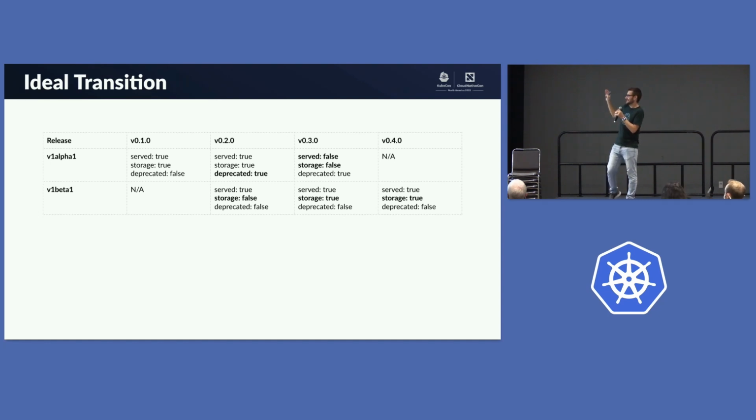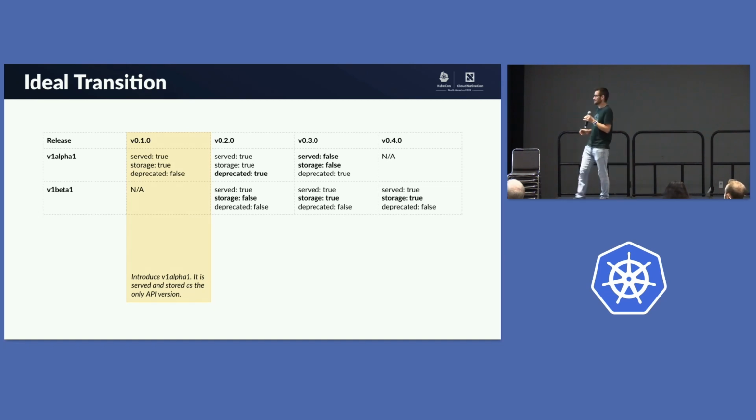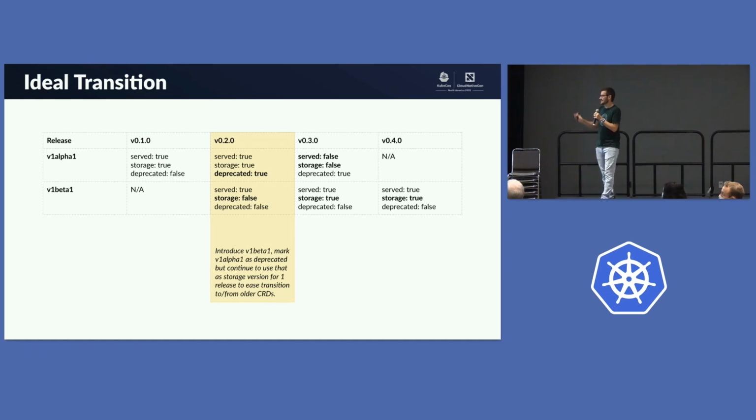And again, this is my best idea of the safest way to do this transition. So let's go through a 4-step release process. Starting with release 1, we're introducing the first alpha version of our API. Then in version 2, we say, okay, we did everything perfect. We're going to take that API version and move it to beta. So in that release, we mark the alpha version as deprecated, and then we introduce v1beta1 and just let it exist. It's not storage version. It's not deprecated. It's just there.